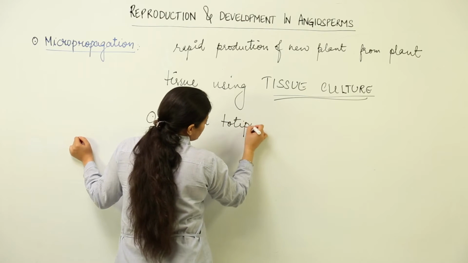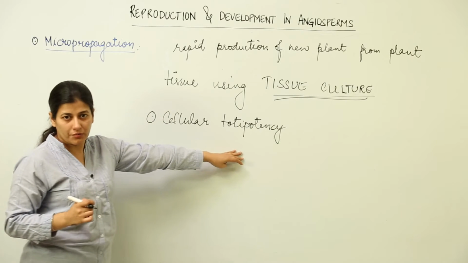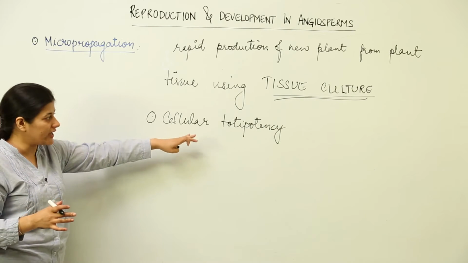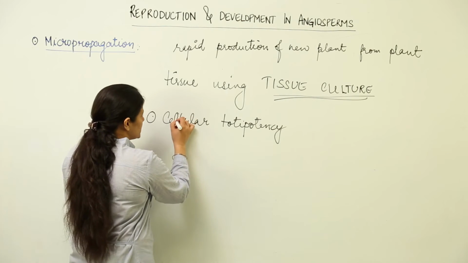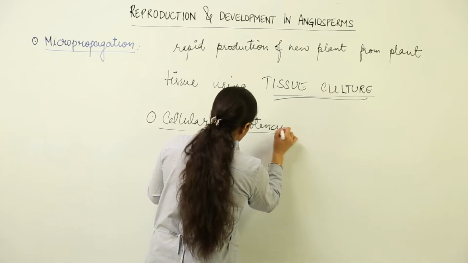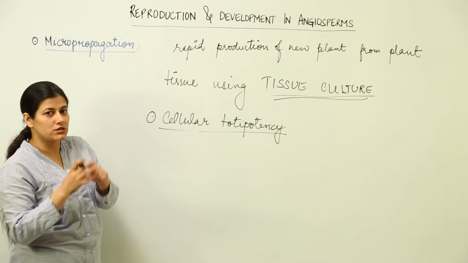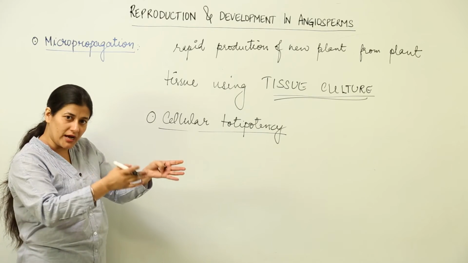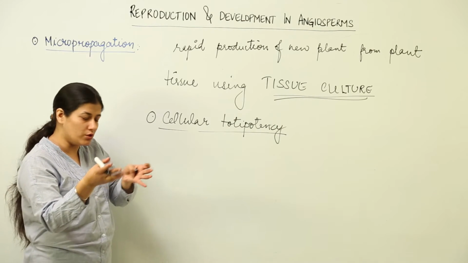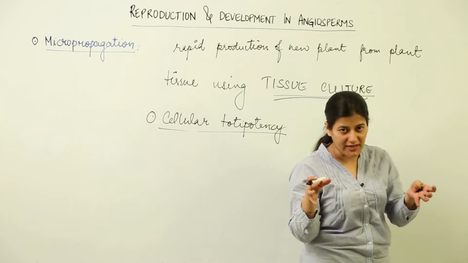This is the natural phenomenon observed in plants which acts as the principle of tissue culture. Now what is this cellular totipotency observed inside the plants? Try to recall what plant meristem was. Plant meristem was the tissue which gave rise to all types of plant cells. The plant cells differentiated from it. You got parenchyma, sclerenchyma, collenchyma, but all of them originated from the meristematic tissue.